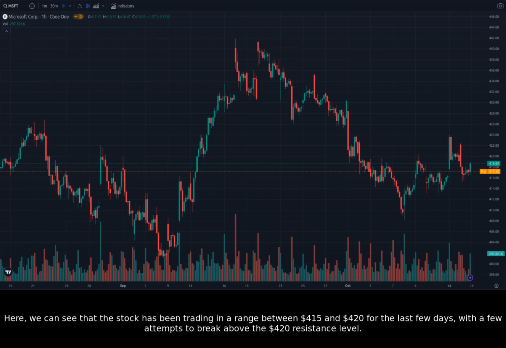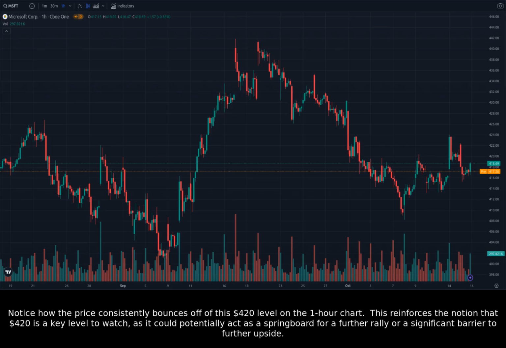Here, we can see that the stock has been trading in a range between $415 and $420 for the last few days, with a few attempts to break above the $420 resistance level. Notice how the price consistently bounces off of this $420 level on the 1-hour chart.